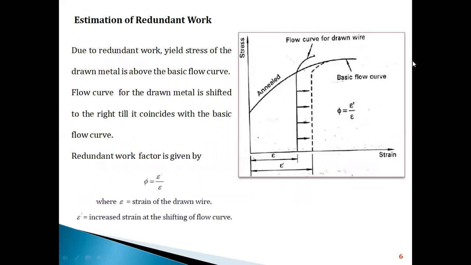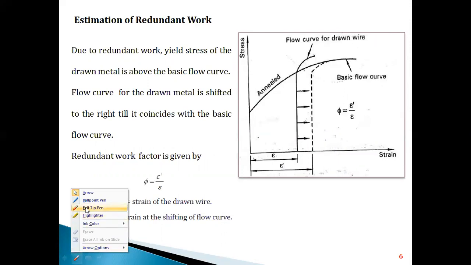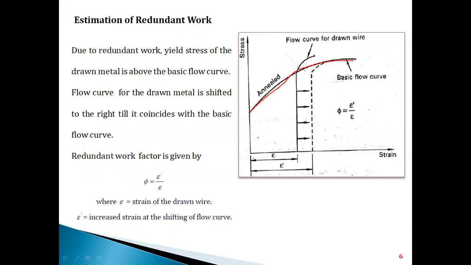So this is the redundant work. Here there is a graph drawn of stress versus strain, and you can see a curve developed, which is the basic flow curve, developed under the annealing process. The same flow curve is also developed for a drawn wire, which you can see acting at this particular curve. This is the flow curve for a drawn wire.